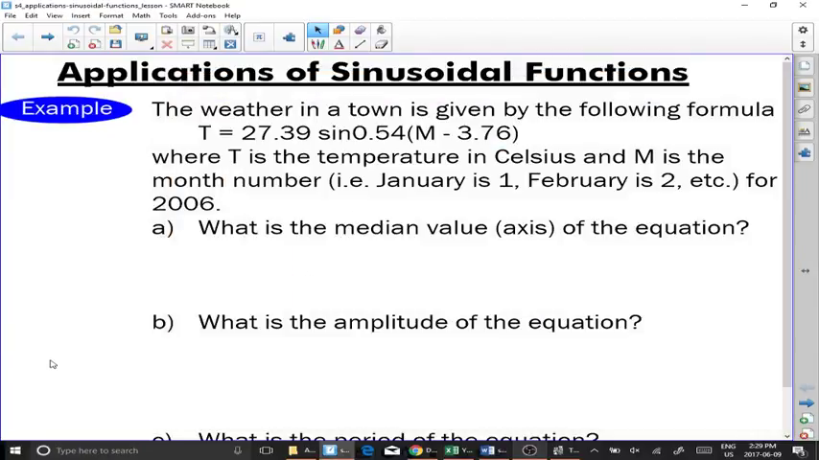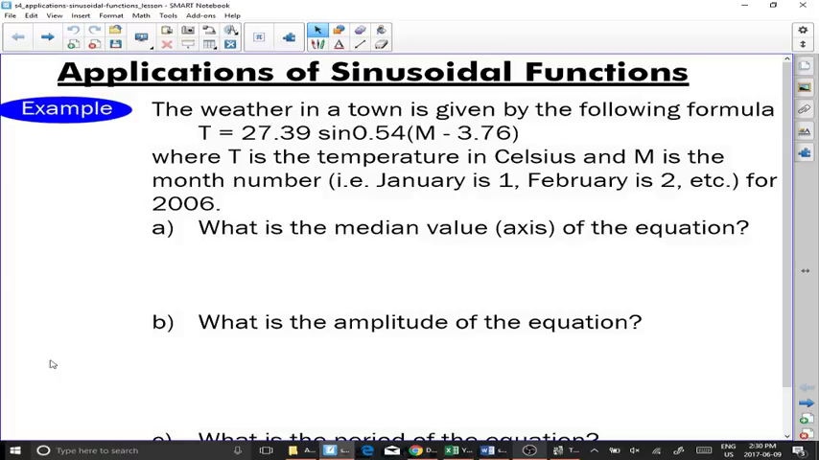Today we are going to learn all about applications of sinusoidal functions. So here we go. The first example says this: the weather in a town is given by the following formula. T equals 27.39 times the sine of 0.54 times m minus 3.76, where T is the temperature in Celsius and m is the month number. And the way that works is January is 1, February is 2, etc.